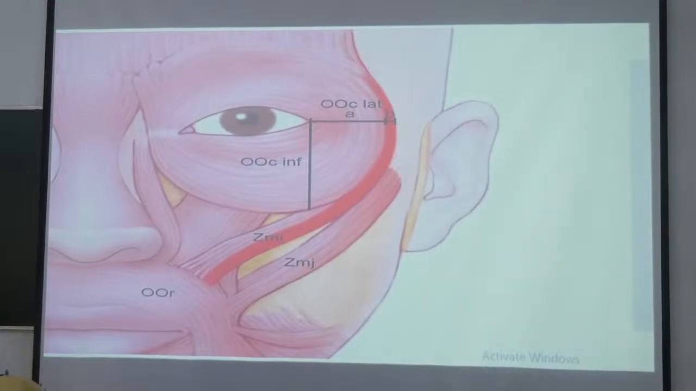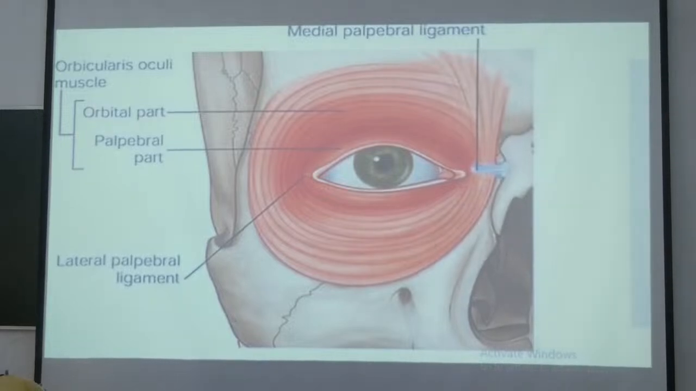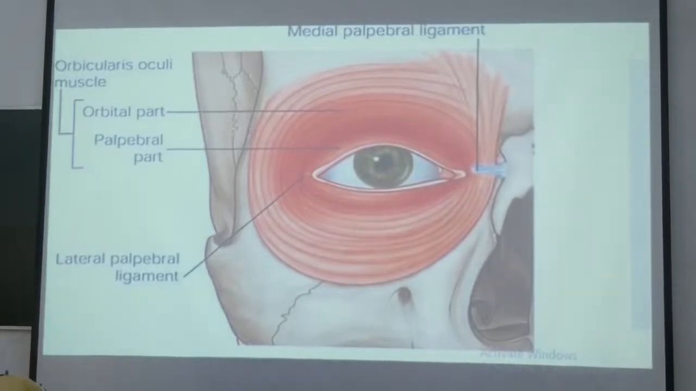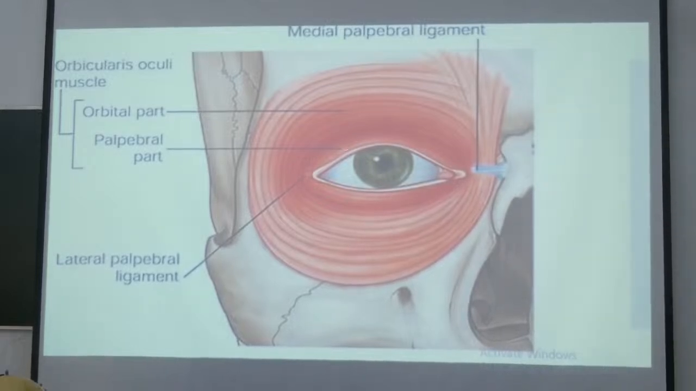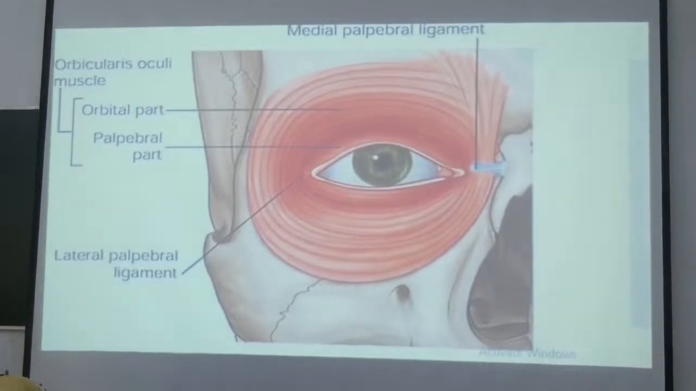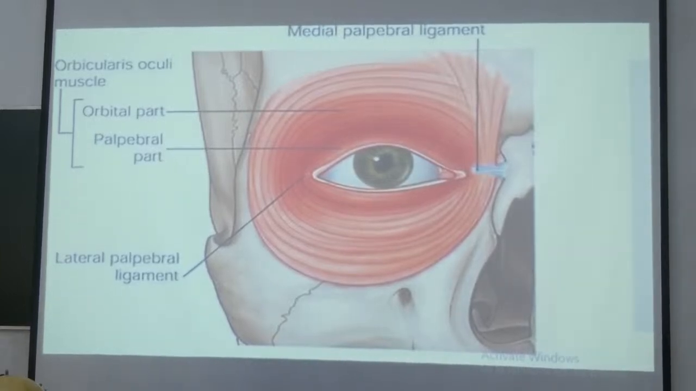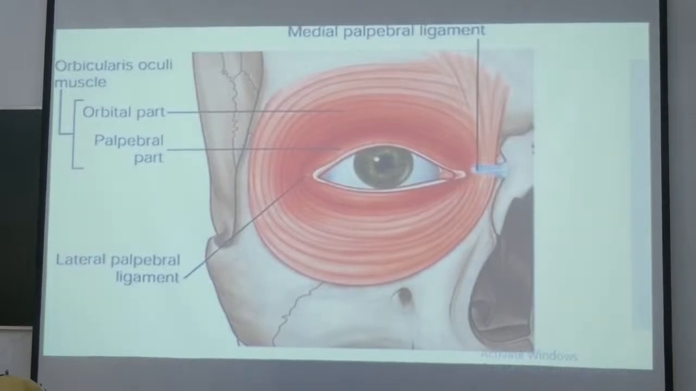So you will find zygomaticus major on the superior aspect, zygomaticus minor on the inferior aspect. See, this is the medial palpebral ligament. This is the palpebral part and this is the orbital part. So what about the lateral palpebral ligament? Which part is attached? That is the palpebral part of orbicularis oculi.